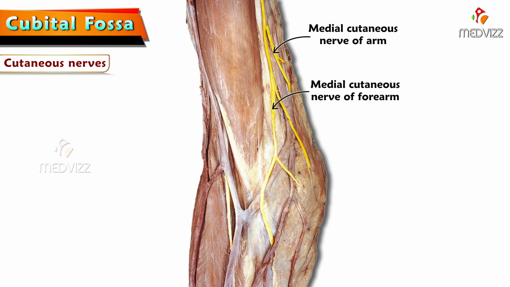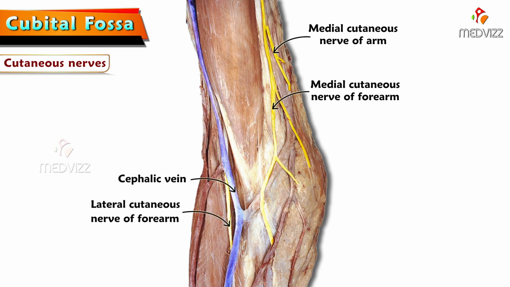The nerve which passes behind the cephalic vein is lateral cutaneous nerve of forearm. So here is the cephalic vein and this is the lateral cutaneous nerve of forearm. So these are the superficial structures which we can demonstrate in this particular specimen.